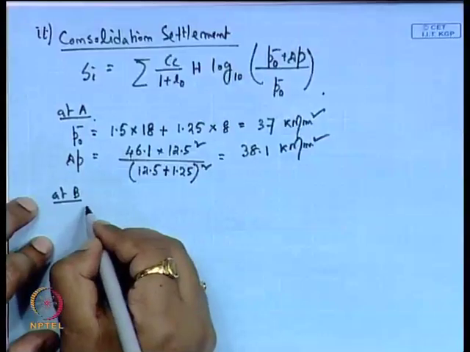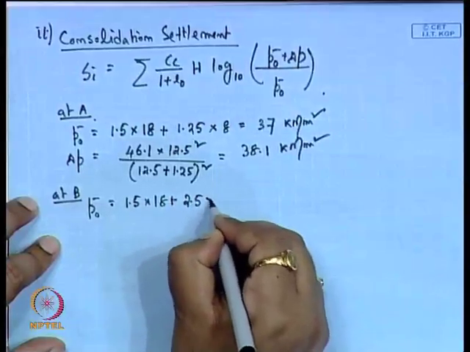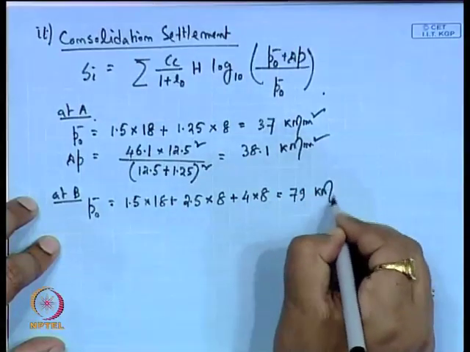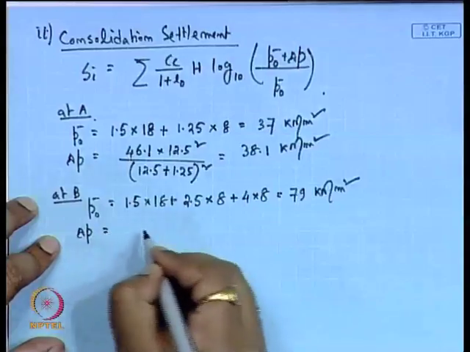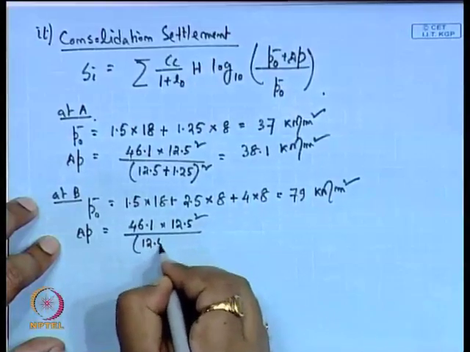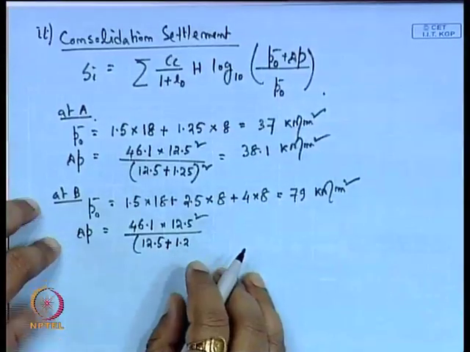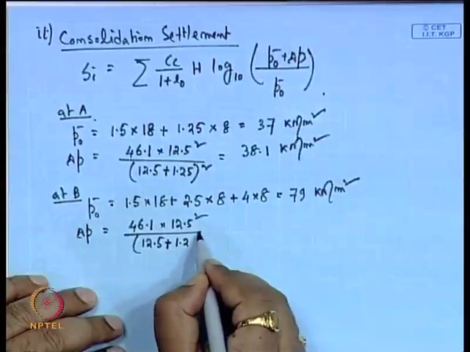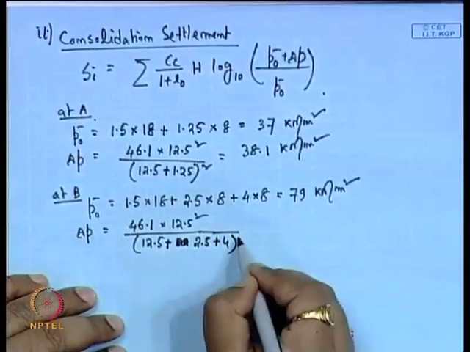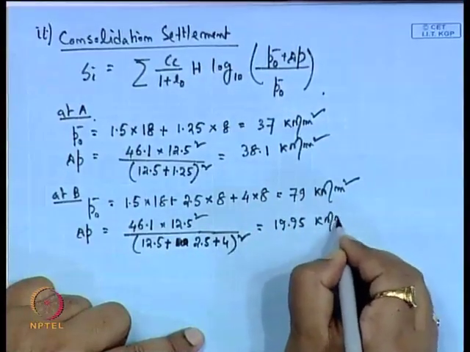Similarly, at B, P0 bar is 1.5 into 18 plus 2.5 into 8 plus 4 into 8. So, this is 79 kilonewton per meter square. Similarly, del P will be 46.1 into 12.5 whole square divided by 12.5 plus 4 meter plus 2.5 meter, where 2.5 is the thickness of the first layer plus 4 meter, whole square. So, this value is 19.95 kilonewton per meter square.